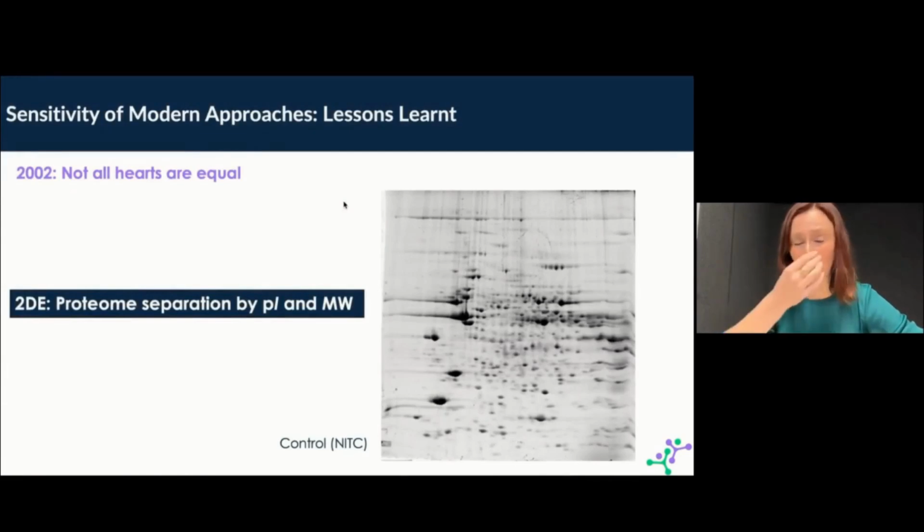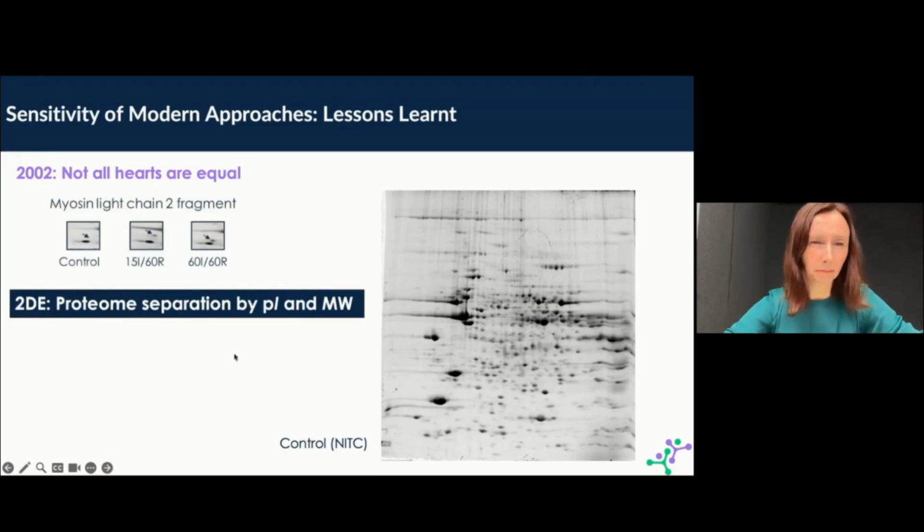Okay, so some of the lessons we've learnt using Langendorff systems. The first big lesson that I learned was in 2002, and that it's not all hearts are created equal. And this here you can see is a really nicely separated two-dimensional gel electrophoresis sample of a non-ischemic time control heart. But when you do a deeper dive, what you see are these tiny little alterations in proteins that were really interesting. And we found that that was a fragmentation that occurred to myosin light chain 2.